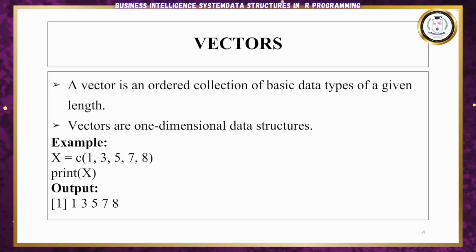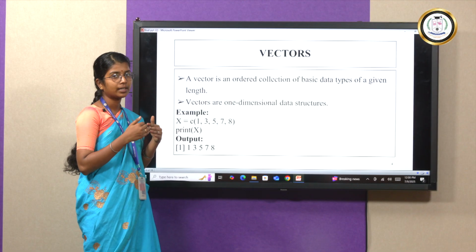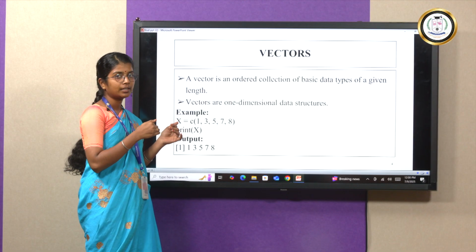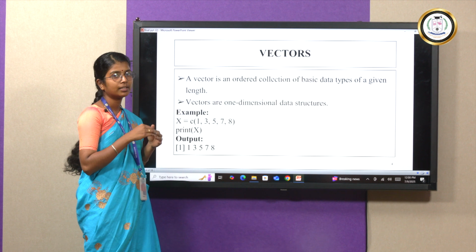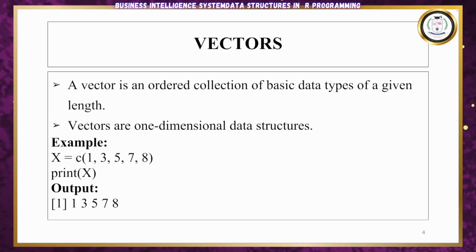So the first one is vectors. From the name, a vector is basically an ordered collection of basic data types of given length. That is, we'll be having the same data types. If I take integer, I'll be having all integer elements. I will not take any other data types. It is a one-dimensional data structure, and it is also a homogeneous data type element.